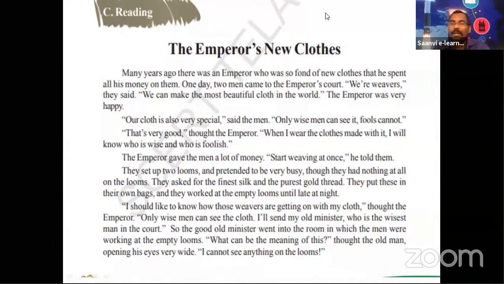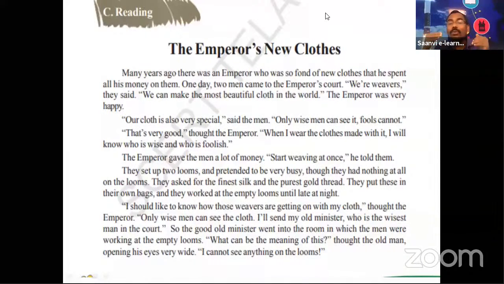One day, two men came to the emperor's court. One day what happened is that two men came to the emperor's court and they were weavers. They said, we can make the most beautiful cloth in the world. The emperor was very happy because we already know that the emperor was so fond of new clothes. He wanted to wear new clothes every day. So here, two men came to the emperor's court and they said that they were weavers. They can weave clothes. The emperor was very happy.